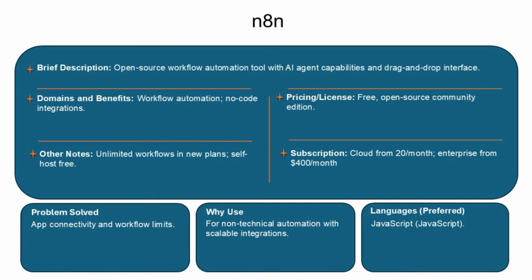n8n: an open source workflow automation tool with AI agent capabilities and a drag-and-drop interface. The area of domain is workflow automation, and the benefit is no-code integration. About the pricing and license: yes, there is a free and open source community edition, cloud from $20 per month, and enterprise from $400 per month. And why use it? For non-technical automations with scalable integrations. The problem solved is app connectivity and workflow limits. The preferred language is JavaScript, and other notes: unlimited workflows in new plans, self-host is free.